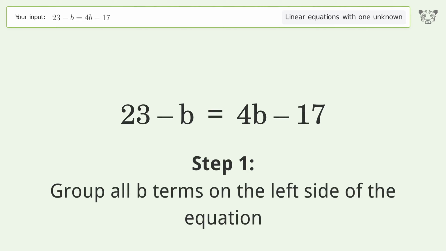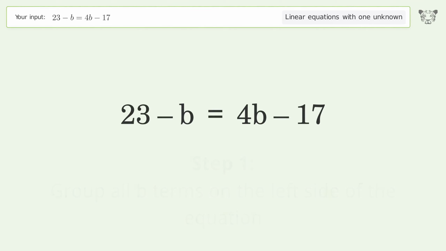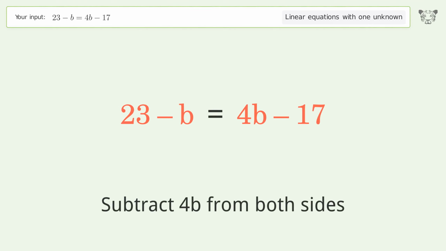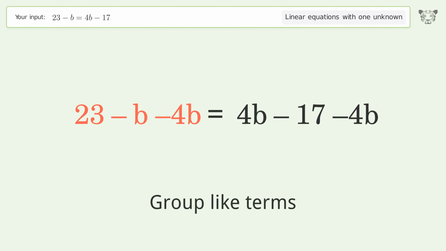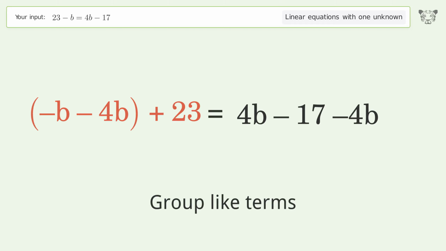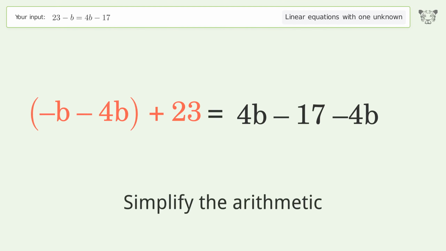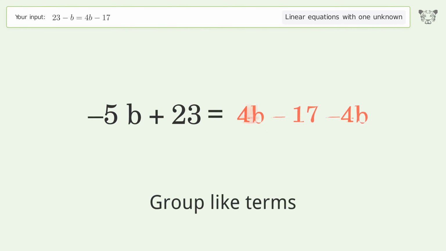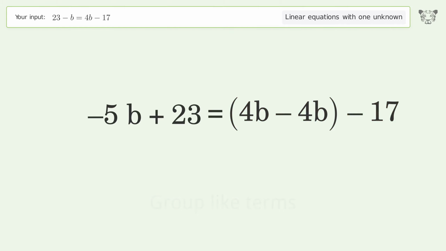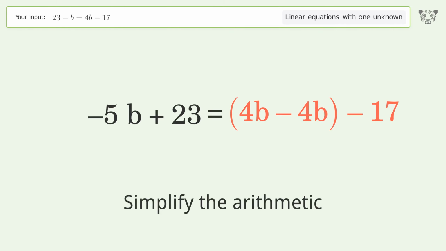Group all b terms on the left side of the equation. Subtract 4b from both sides. Group like terms. Simplify the arithmetic. Group like terms. Simplify the arithmetic.